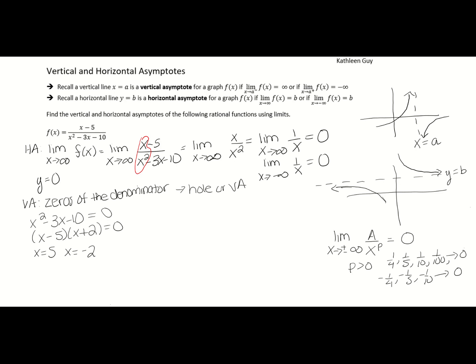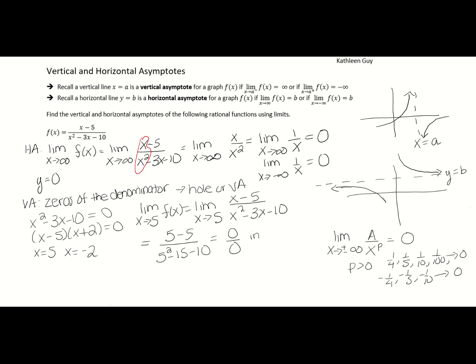So I'm going to have the limit as x approaches 5 of f of x. This is equal to the limit as x approaches 5, and now I'm going to plug in what my actual f of x is: x minus 5 over x squared minus 3x minus 10. Now I can plug in 5, so I'm going to get 5 minus 5 over 5 squared minus 15 minus 10. And that's going to give me 0 over 0. We call this the indeterminate form.